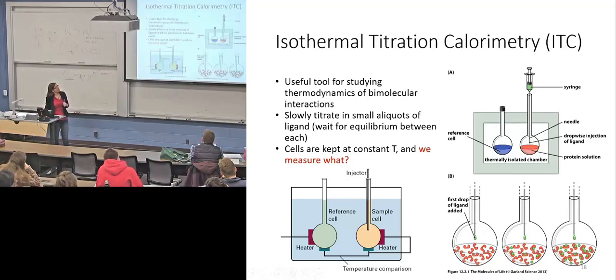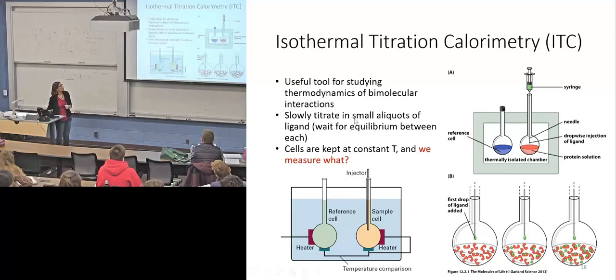Okay? Slowly titrate in a small aliquot of ligand, wait for equilibrium between each. So give it enough time, then put in more. Give it enough time, put in more. Keep the cells at constant temperature, so that's the isothermal piece. The titration piece is the slow addition of whatever's binding, our small molecule.